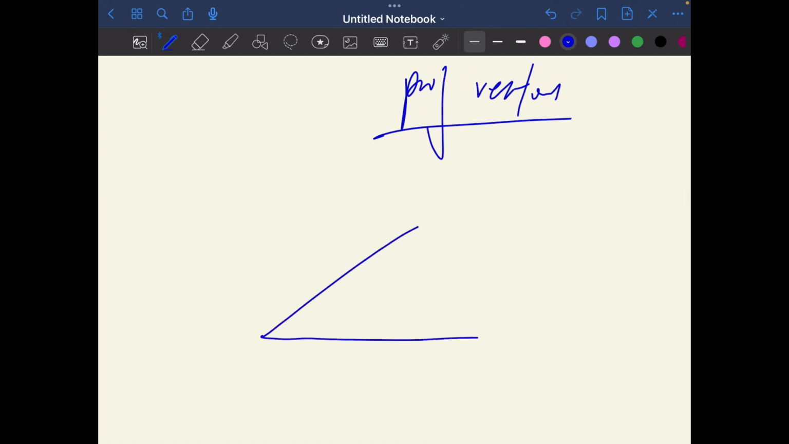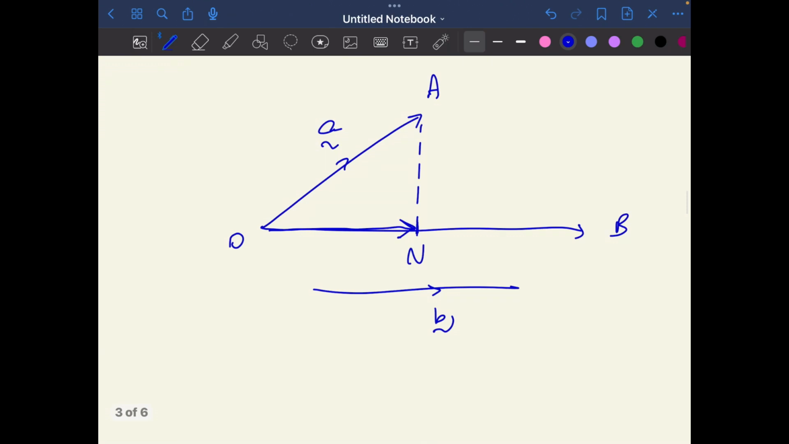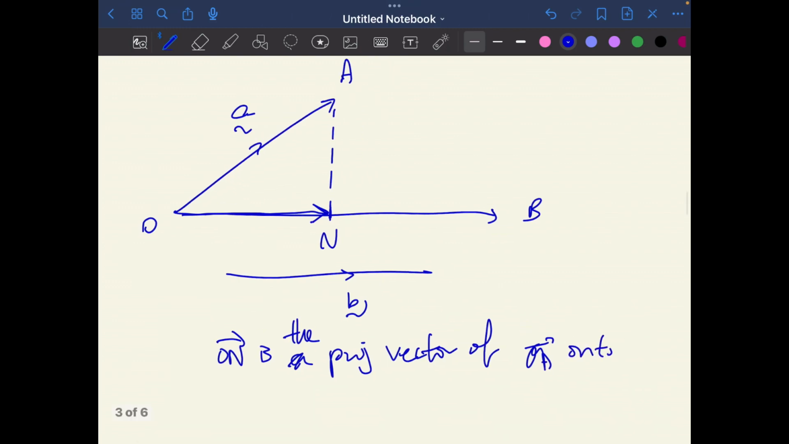Okay, let's draw some vectors. Label this A, B, origin. Okay, then I draw a dotted line down, and this will be N. So if I know OA to be A and OB to be B, I can find vector ON. We will say ON is the projection vector of OA onto OB.